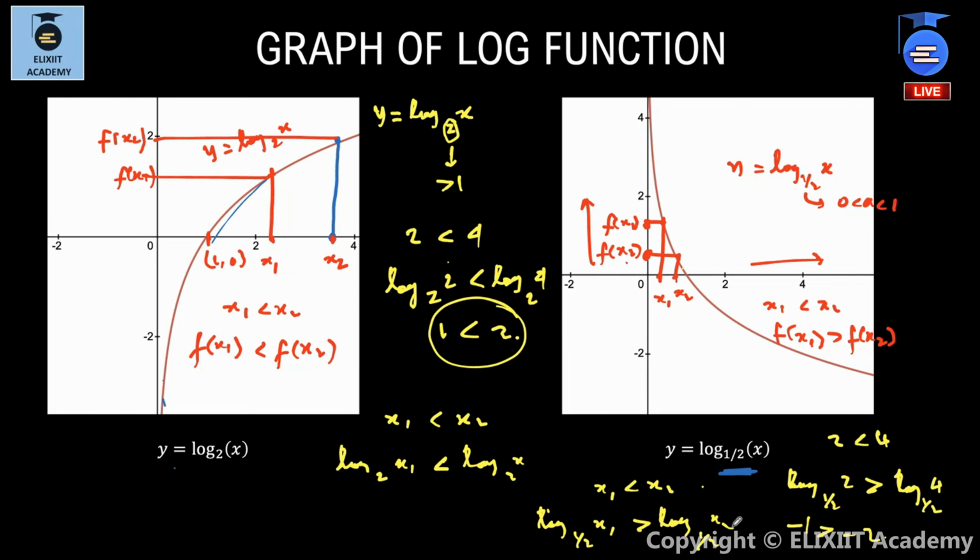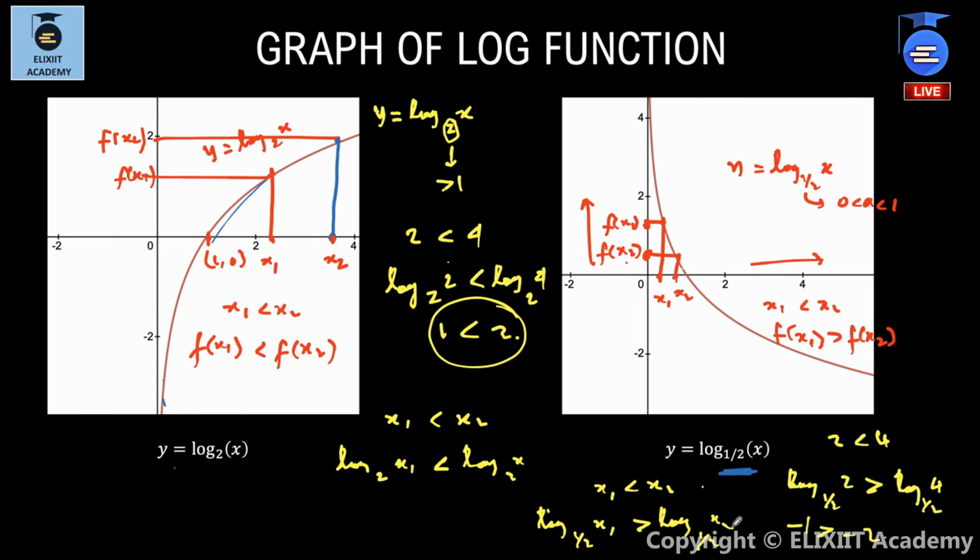When base is more than 1, orientation does not change. This inequality remains the same: x1 less than x2, f of x1 less than f of x2. When base is lying between 0 and 1, the orientation of this inequality changes. Because the base is a proper fraction, orientation changes. x1 less than x2 means f of x1 is more than f of x2. Simple, remember in this manner.